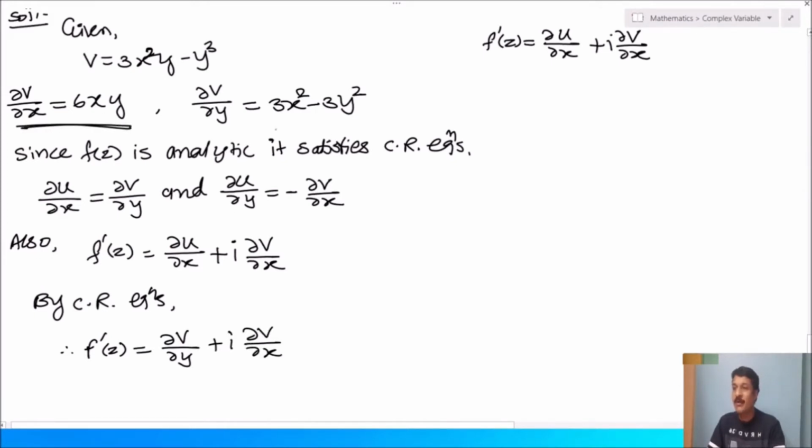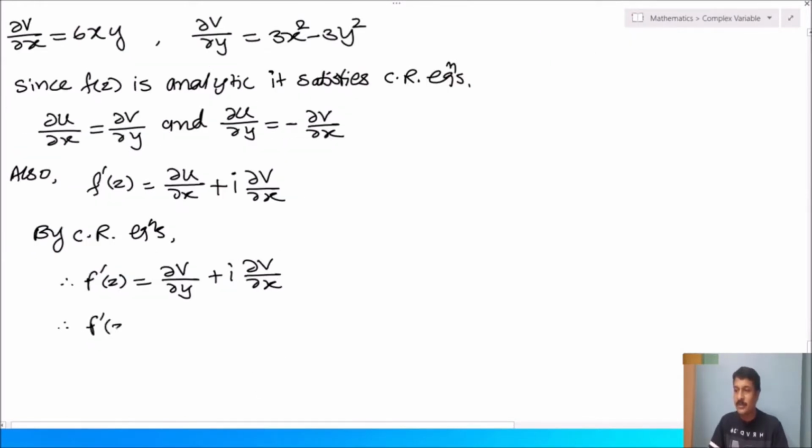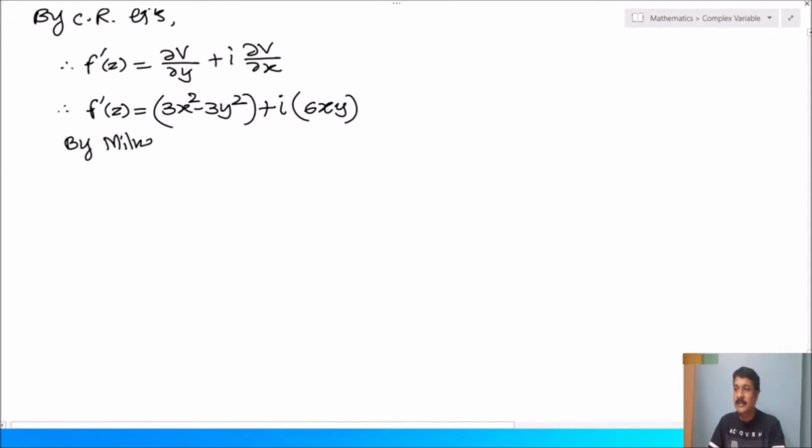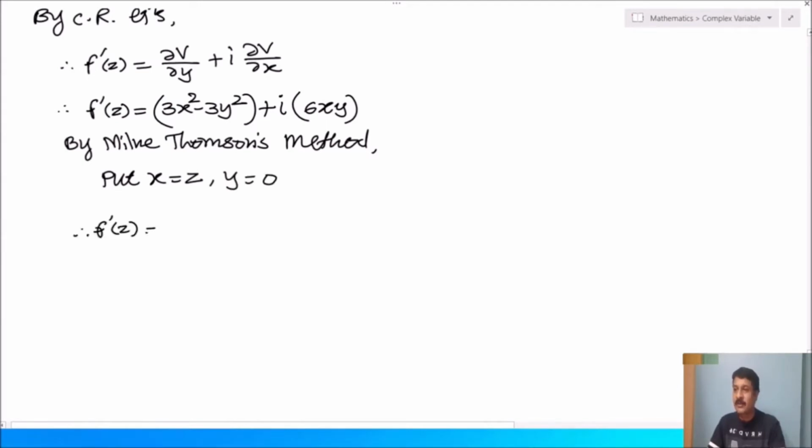So both values we have. Substitute these values in this equation. Therefore, f dash of z equals dv by dy, which is 3x squared minus 3y squared, plus i dv by dx, which is 6xy. By Milne-Thomson's method, you convert into z, that is, put x equal to z and y equal to 0. Here f dash of z equals 3z squared plus i times 0, because y equals 0. Therefore, f dash of z equals 3z squared.